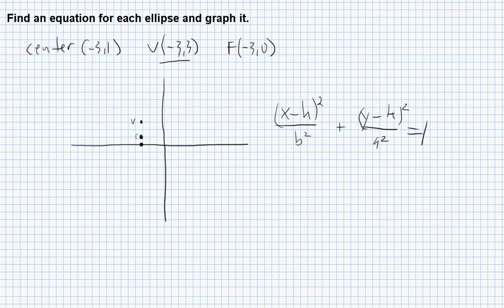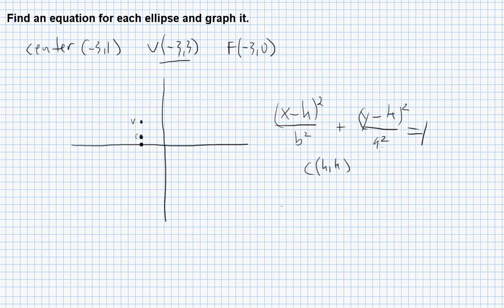Now, h and k are, of course, the center, which we're actually given. Since it's vertically oriented, a, the major axis distance, will be under the y, and b, the minor axis distance, will be under the x. That's going to give us a vertically oriented ellipse. Okay, so now we just need to calculate a and b.